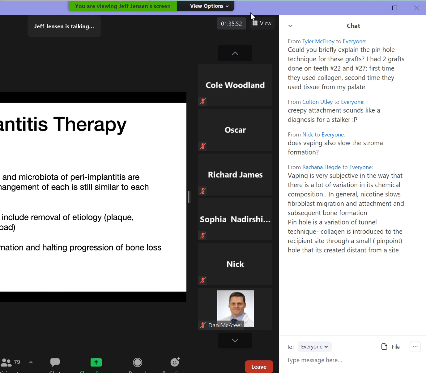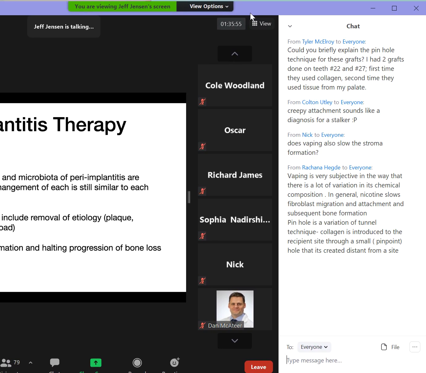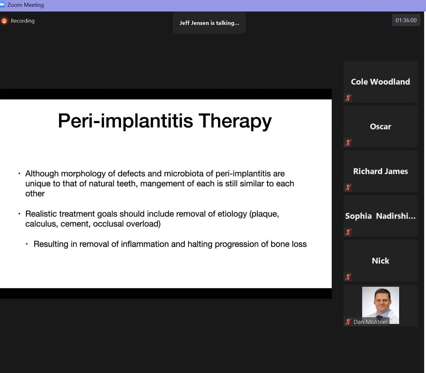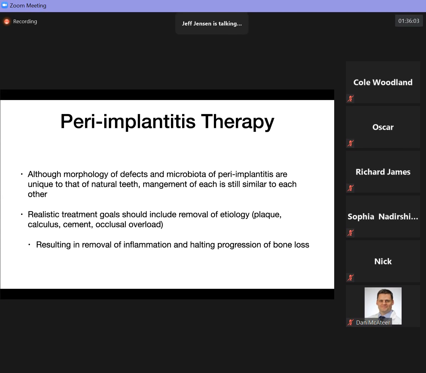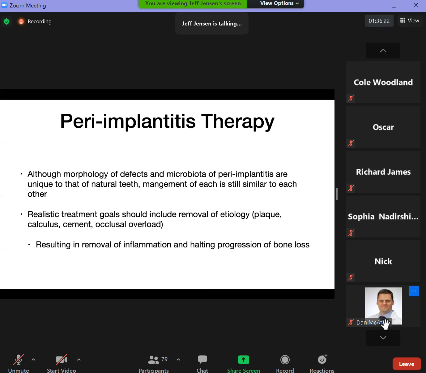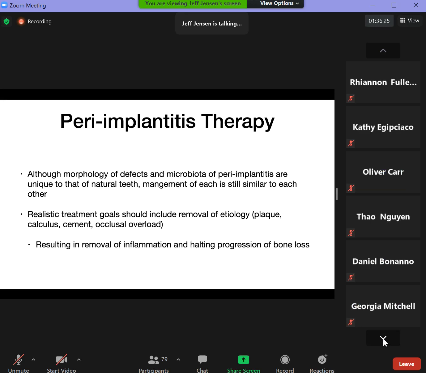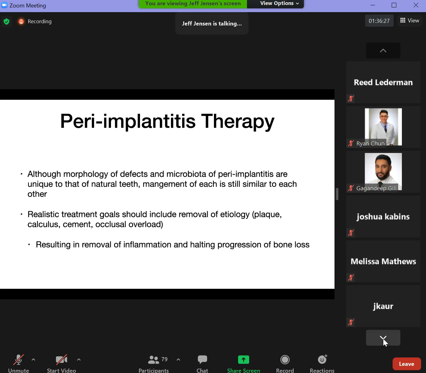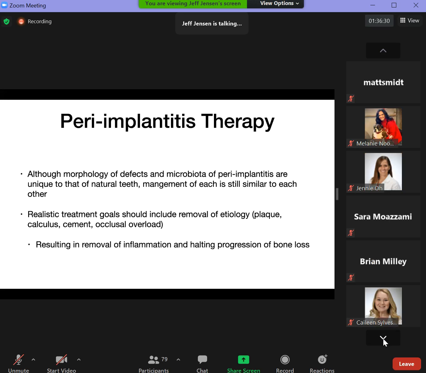So the question then becomes, how do you treat this once it starts, and how do we help patients keep their implants and be healthy? Realistic treatment goals of these things should be removal of the etiology. So get rid of the plaque, get rid of the bacteria, the calculus. If there's cement on the implant, certainly we need to remove that. If there's occlusal problems, then we need to adjust that and address that. Once we remove the inflammation, then we can at least stabilize the area and then talk about and look at maybe regenerating or bringing that back.